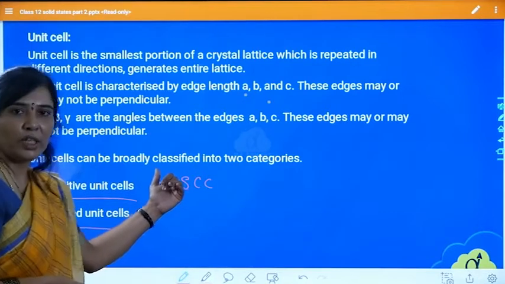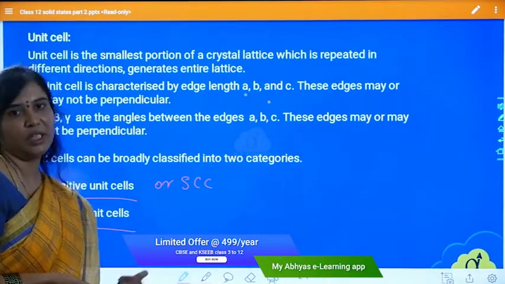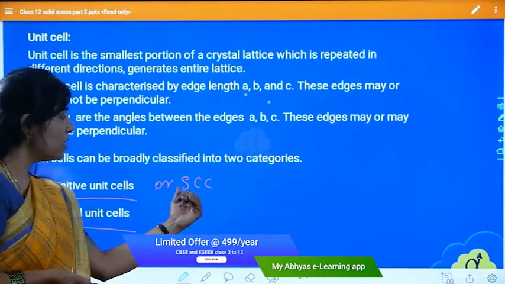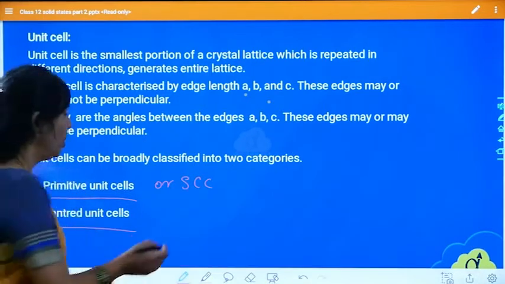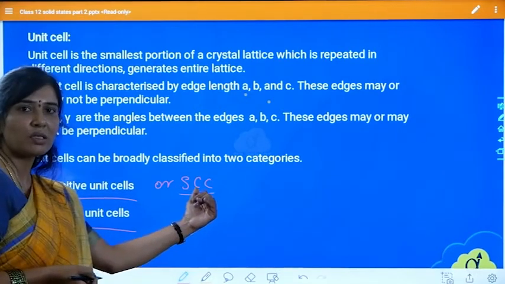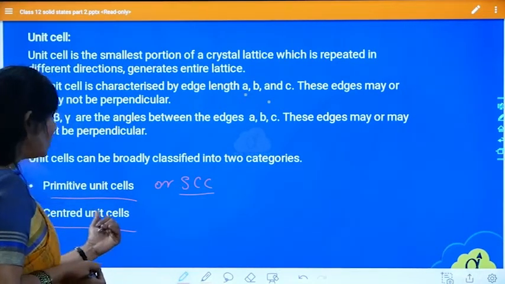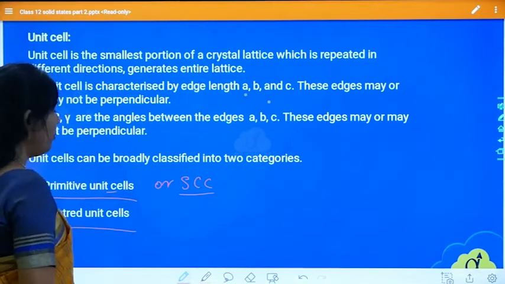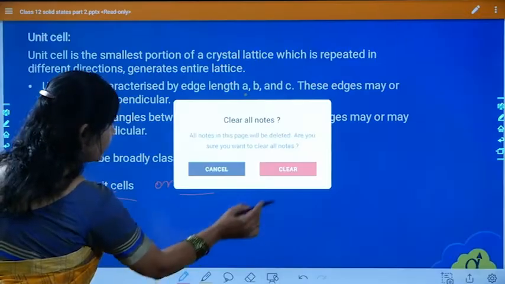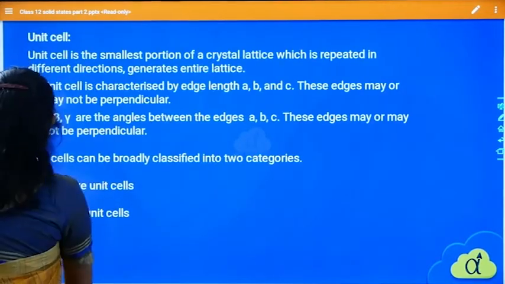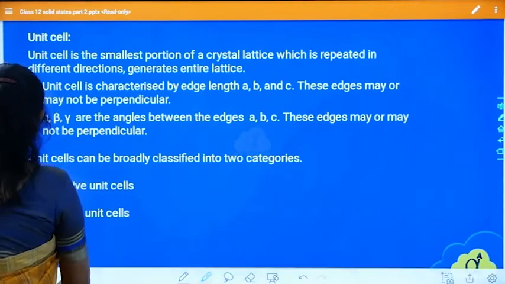So now we are discussing the classification of unit cells. One is known as what? Primitive unit cell, or else simple cubic unit cell. So we can call primitive unit cell also as SCC. The second one is what? Centered unit cell. Now first I am going to take up what you mean by primitive unit cell. See, what do you mean by primitive unit cell?